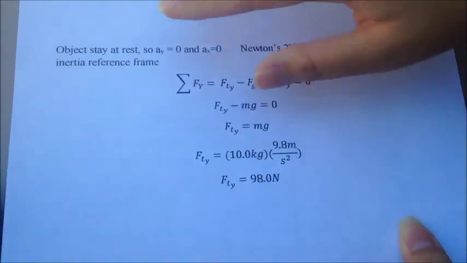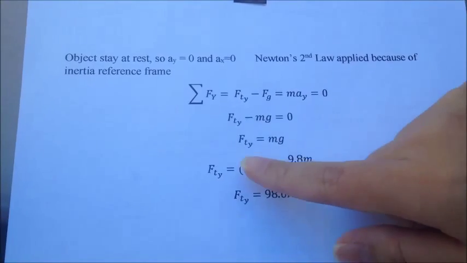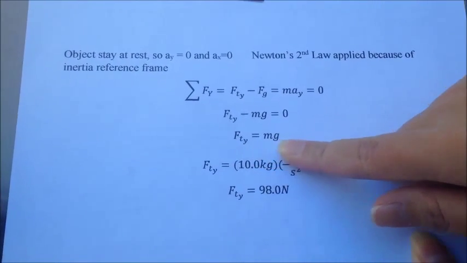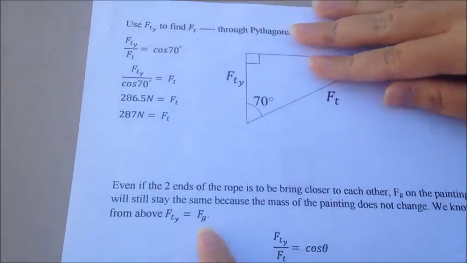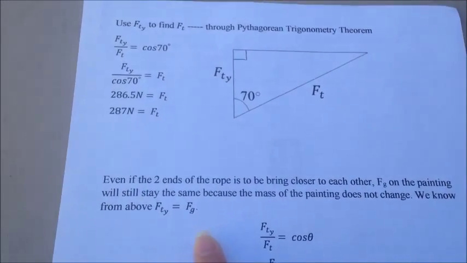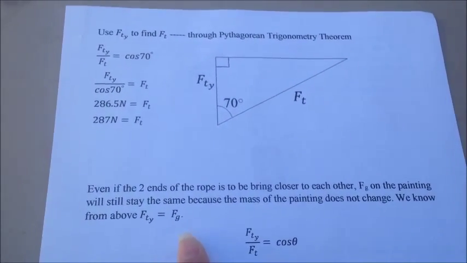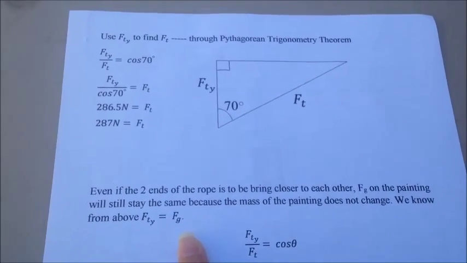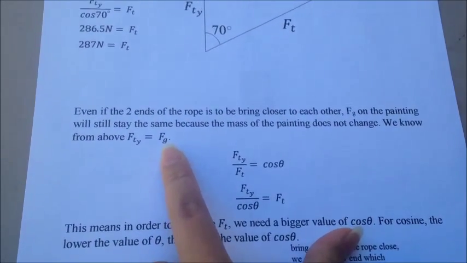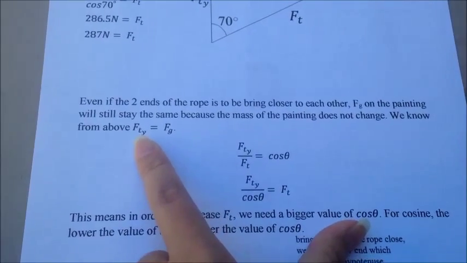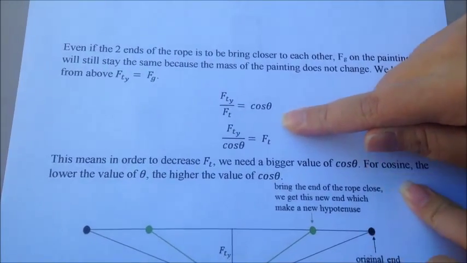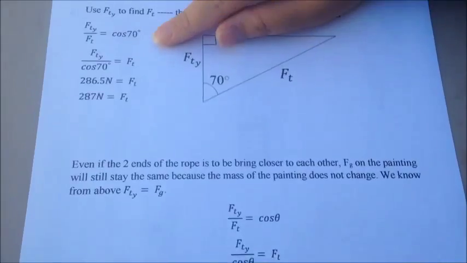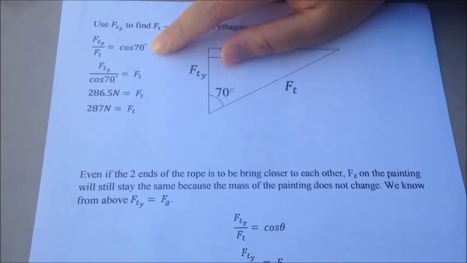So we know from this part of the question that F of Ty is equal to F of G, which is mass times gravity, Earth gravity. F of G will not change because the mass of the painting stays the same regardless if you move the two ends of the rope or not. So when F of G does not change, F of Ty will not change also. So we get this equation from the above equations.